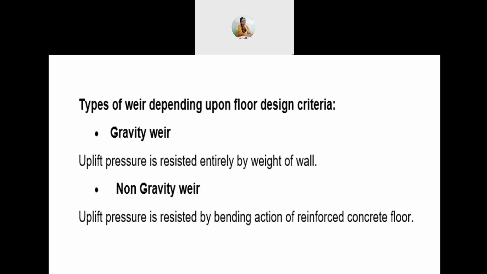Types of weir depending upon the floor design criteria. The first one is gravity weir. It means uplift pressure is resisted entirely by weight of the floor. Next is non-gravity weir, in which uplift pressure is resisted by bending action of reinforced concrete floor.